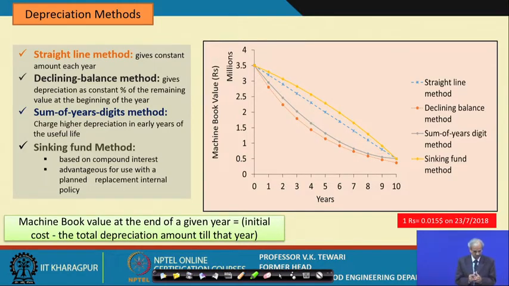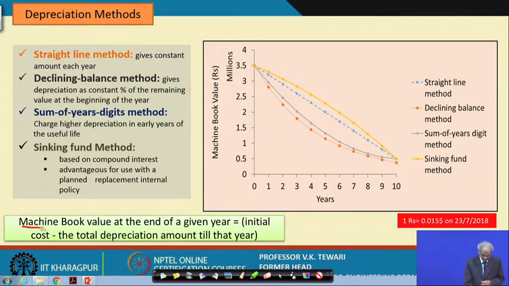The sinking fund method is based on compound interest and has advantages for use with a planned replacement internal policy, depending upon what you think. So, these are the 4 methods generally used for calculating the depreciation of the equipment. And when we are talking of the remaining book value of the machine at the end of a given year, the initial cost minus the total depreciation amount till that year is the book value.